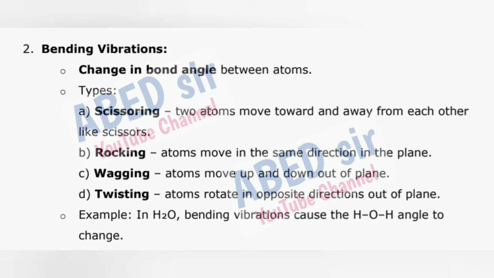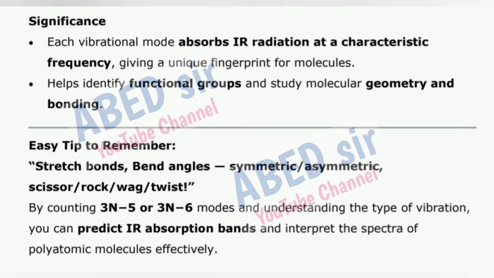Types. A. Scissoring: two atoms move toward and away from each other like scissors. B. Rocking: atoms move in the same direction in the plane. C. Wagging: atoms move up and down out of plane. D. Twisting: atoms rotate in opposite directions out of plane. Example, in H2O, bending vibrations cause the H-O-H angle to change.